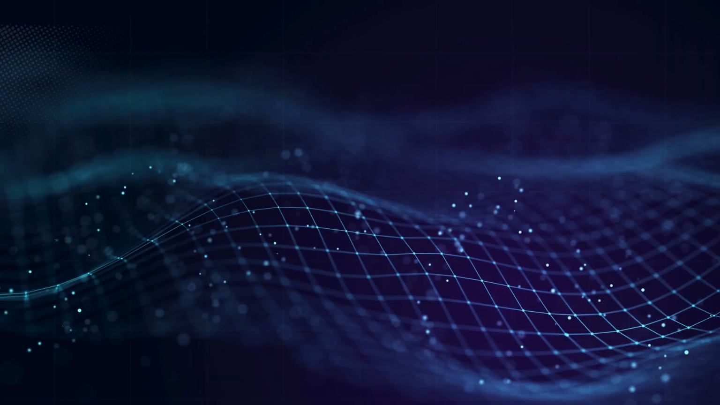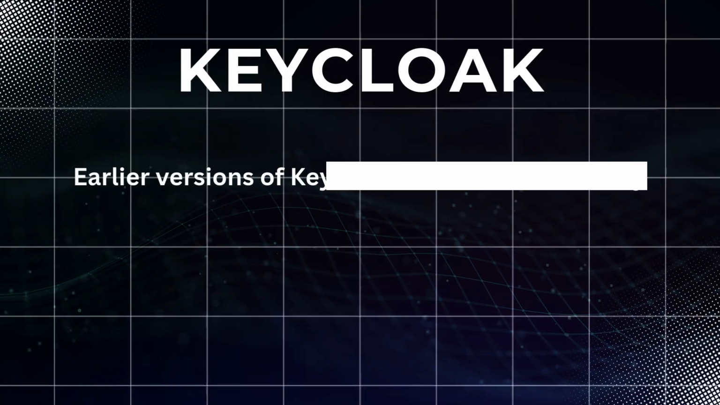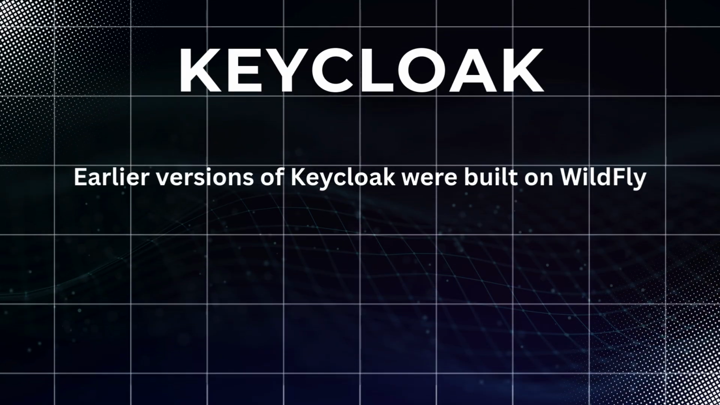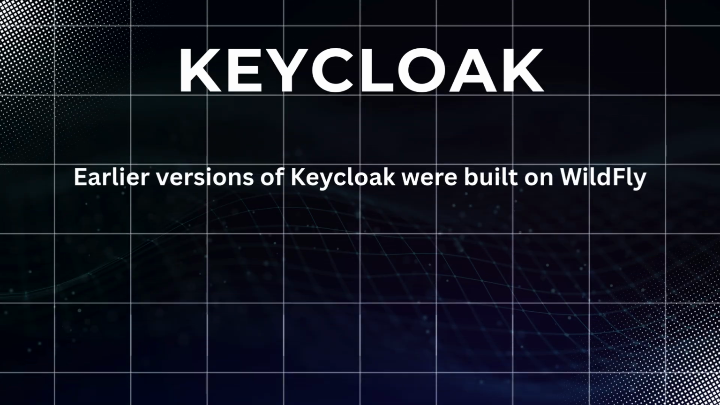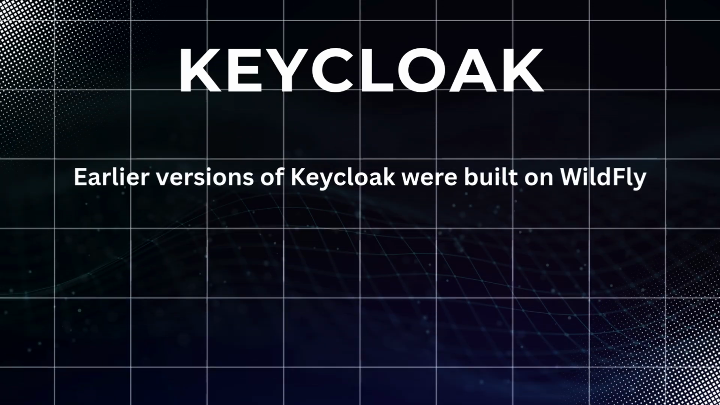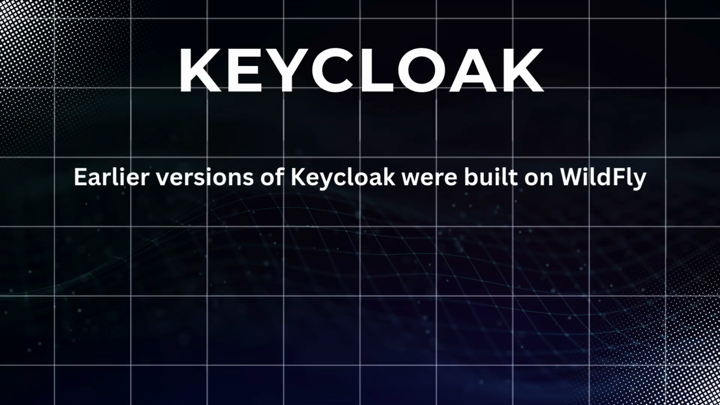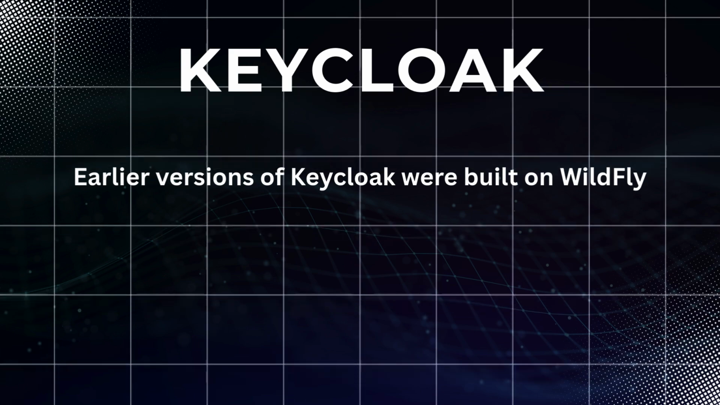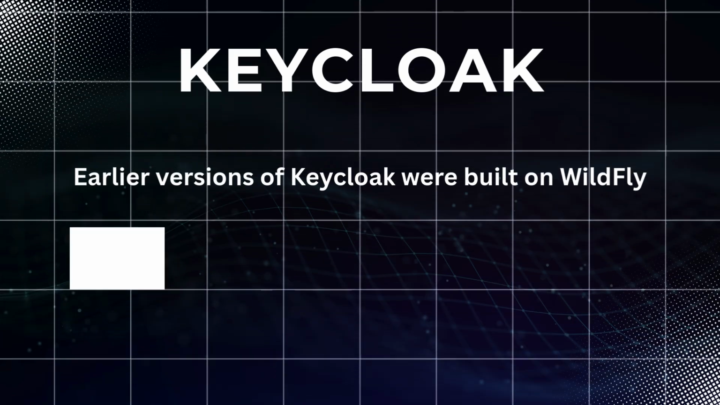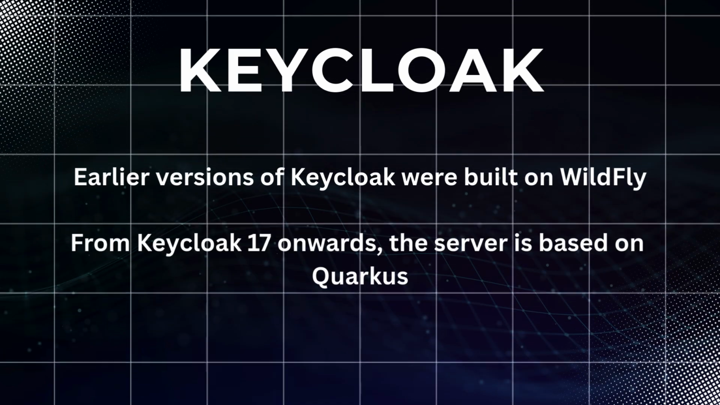Earlier versions of Keycloak were built on Wildfly. It's a traditional Java EE application server, but it had some drawbacks like slower startup time, larger memory footprint, and being less efficient in containerized and Kubernetes deployments. From Keycloak 17 onwards, the server is based on Quarkus.